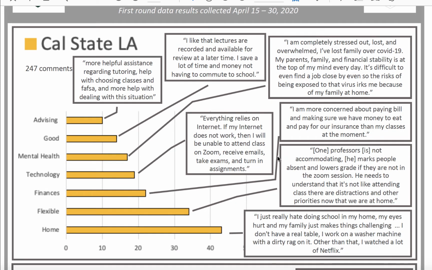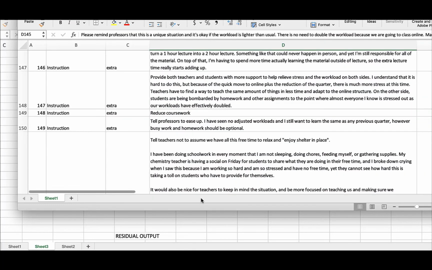So what I've done here is you can see this is kind of like a Pareto chart where I look at the responses that I received from students and I categorized them by topic that was addressed. And then I counted the number of times somebody talked about mental health. Let me show you a little bit about what this looks like.